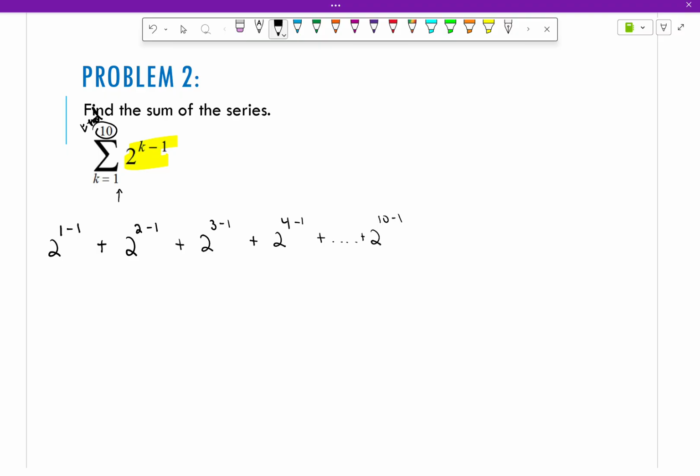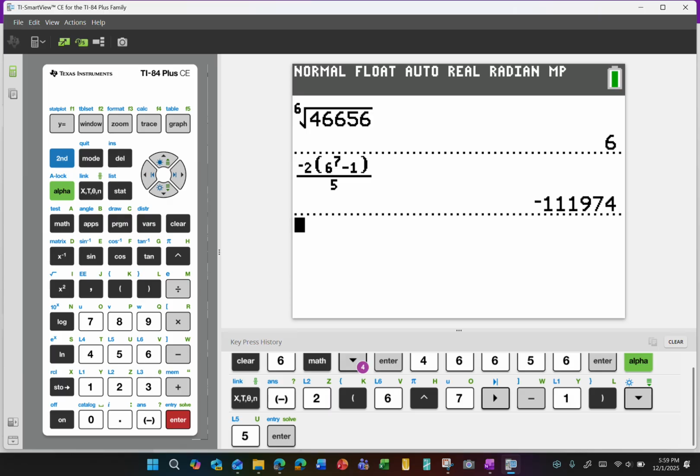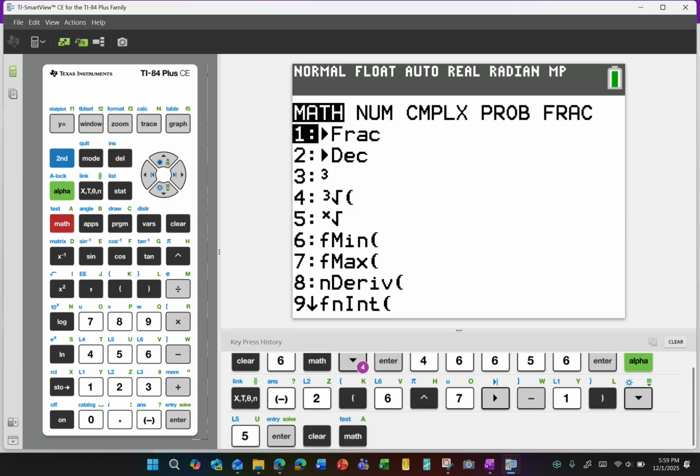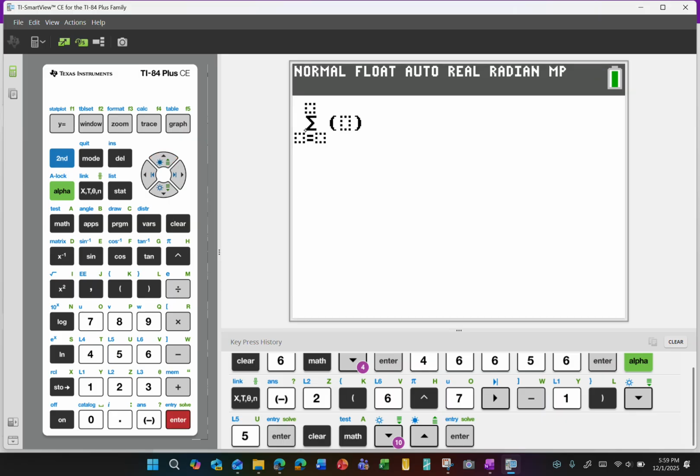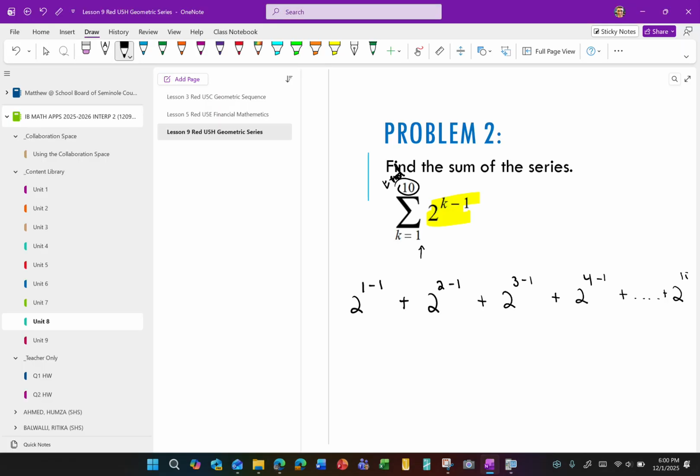Well, no one wants to plug all the numbers in and then have to add them all up. So we can actually do this much faster with our calculator, because our calculator has this sigma function in there. So I'm going to show you how to use that. Going to our calculator, we hit math, and then scroll down until we see summation. You even see the little sigma symbol there. Hit enter, and now it shows that symbol.